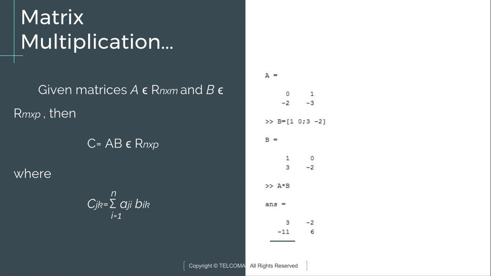Now matrix multiplication. So if we have two matrices A and B, A has n number of rows and m number of columns, and B has m number of rows and p number of columns, then the resultant C gives a matrix with n number of rows and p number of columns. So the result is also displayed here. A equals a 2 cross 2 matrix. B is also a 2 cross 2 matrix, and we will just multiply these two matrices and display the result as 2, 3, minus 2, minus 11 and 6.